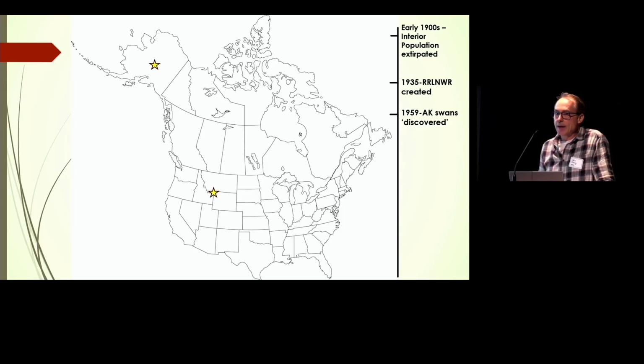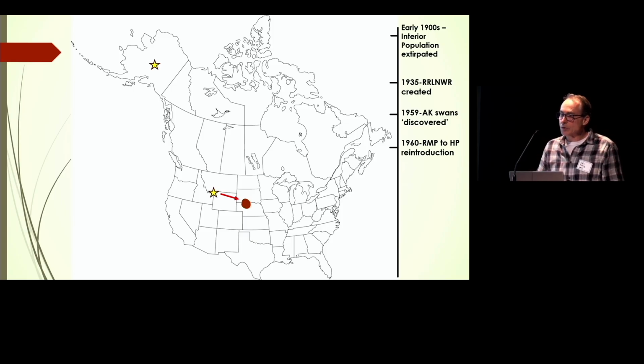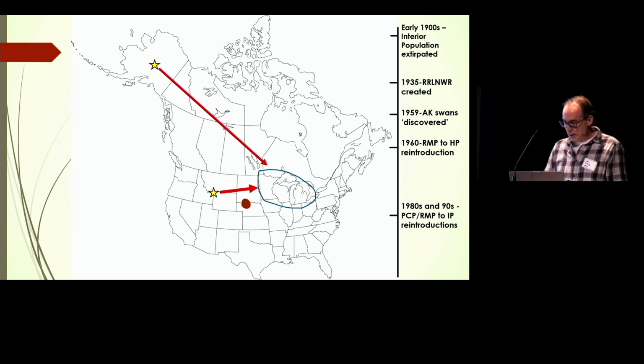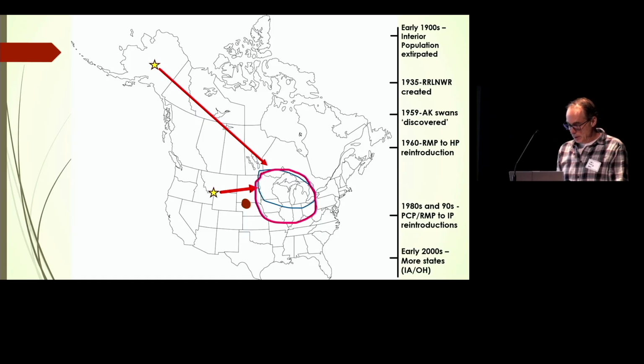In 1959, they discovered another population of swans in Alaska. In the 1960s, the Rocky Mountain population was used to reintroduce trumpeter swans to the high plains. And then in the 80s and 90s, the swans from the Pacific Coast population in Alaska and the Rocky Mountain population were used to introduce trumpeter swans to Minnesota. And then in the 2000s, those reintroduction efforts expanded to other states in the Midwest.